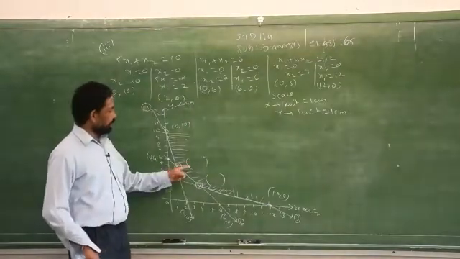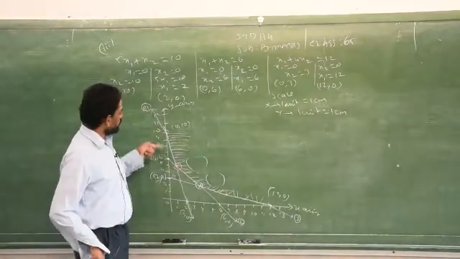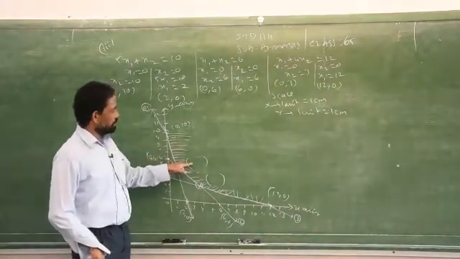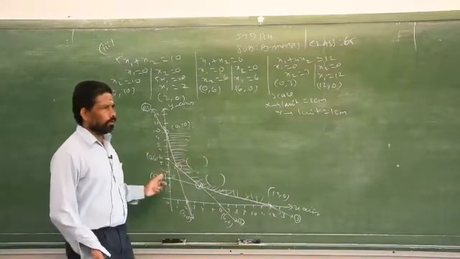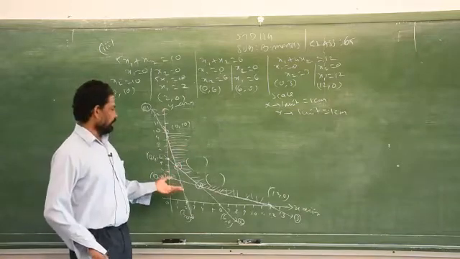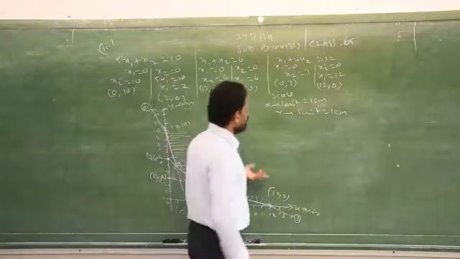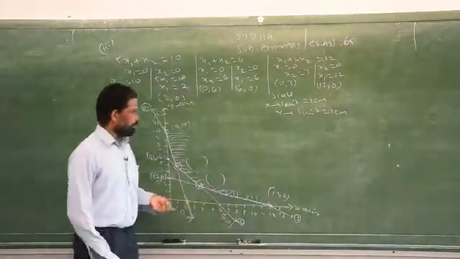Clear? But you have to check whether the points satisfy these two equations by replacing x1 and x2 with the intersecting points. Check in both equations. That will take more time. So better you go for the elimination method. I will teach the elimination method now.